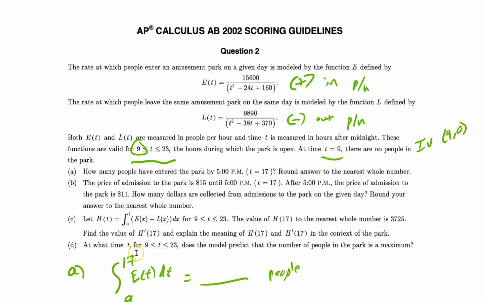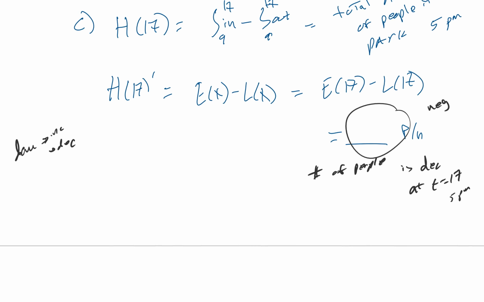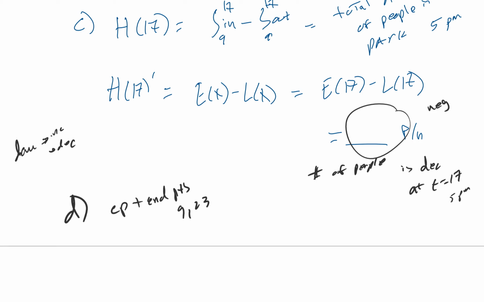D. At what time t, for t between 9 and 23, does the model predict the number of people is at a maximum? So again, at a maximum, we do this a lot. If you want to find the maximum, you have to find the critical points plus endpoints. I have the endpoints 9 and 23. For critical points, you take the derivative and set it equal to 0. Now we have the derivative right there, so we're going to set E of x minus L of x equal to 0.